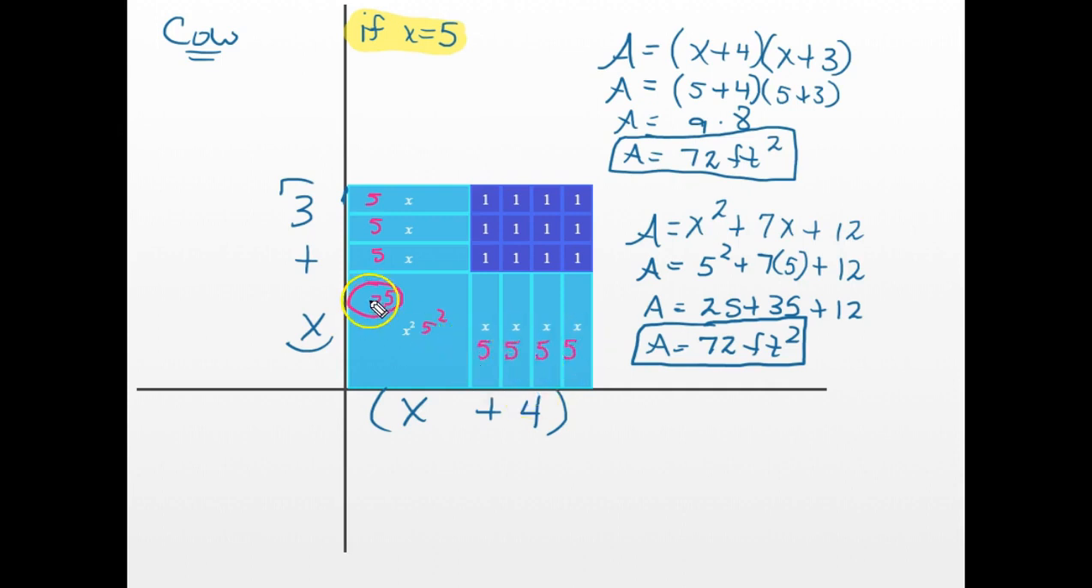And so if I add up all of these areas, I've got 25, 30, 35, 40, 45, 50, 55, 60, 61, 62, 63, 64, 65, 66, 67, 68, 69, 70, 71, 72. So using the area model, I also get 72 feet squared.